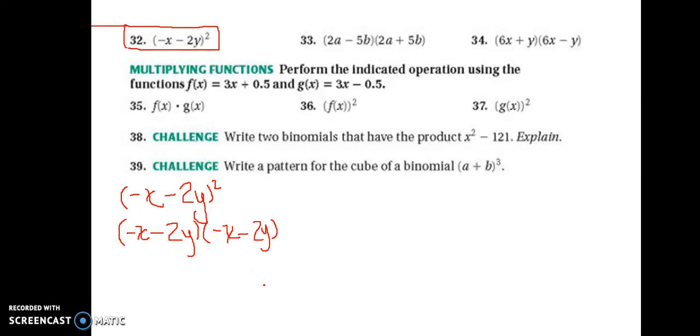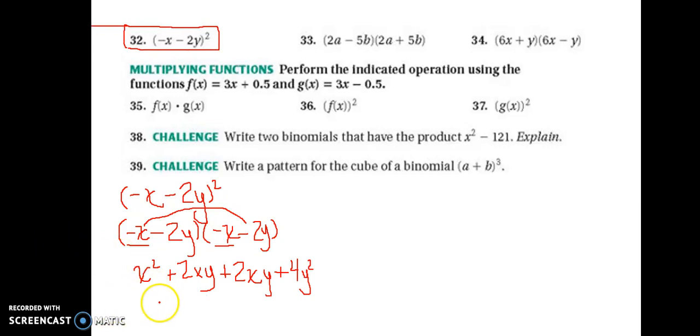So when you multiply this out, you could use FOIL, which would be a good way. Remember that when you multiply the first terms, it's negative x times negative x. So that gives you a positive x squared. And when you multiply the outside terms, you'll have negative x times negative 2y. That's a positive 2xy. So go ahead and finish that. And this is what you should have at this point. So pause the video and simplify this polynomial.